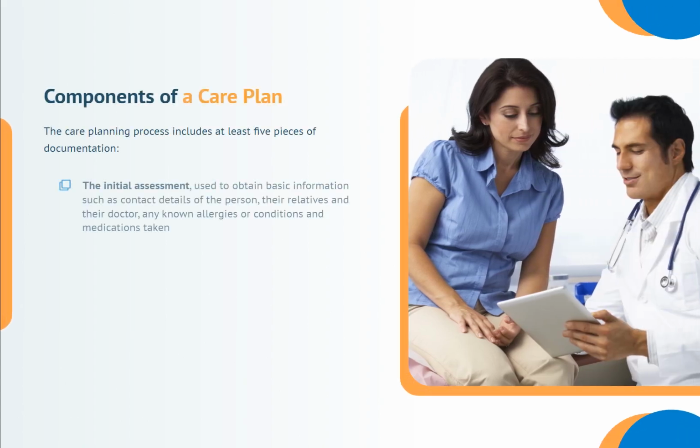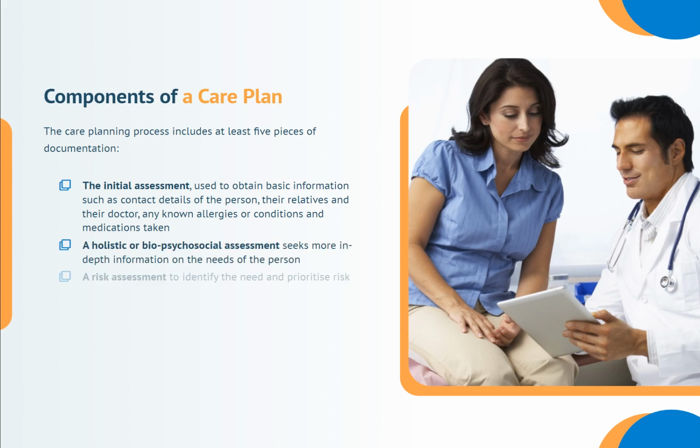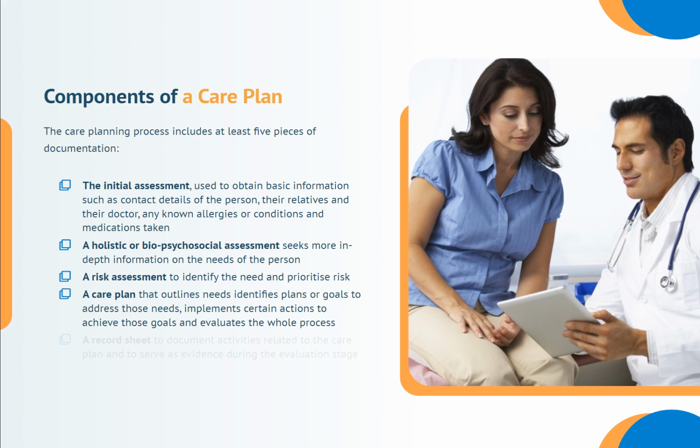Components of a care plan. The care planning process includes at least five pieces of documentation. The initial assessment, used to obtain basic information such as contact details of the person, their relatives and their doctor, any known allergies or conditions and medications taken.